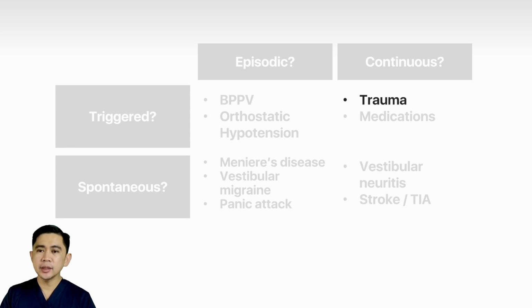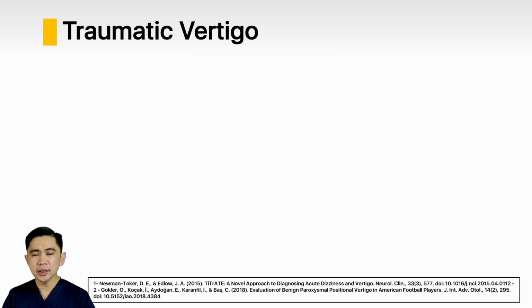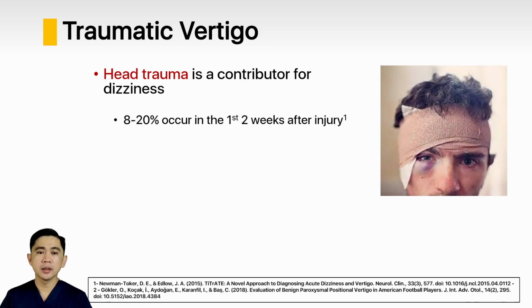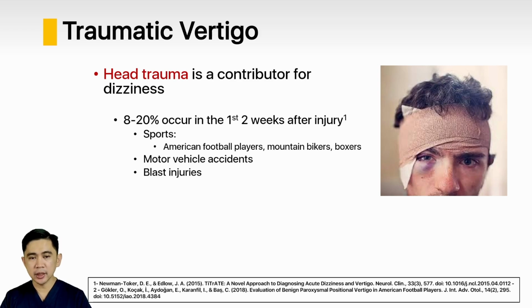Now let's go on with dizziness, which is continuous but triggered. And the first entity here is trauma. In traumatic vertigo, dizziness follows a traumatic event in the head. Head trauma is a contributor for dizziness. 8 to 20% of vertigo occurs in the first 2 weeks after injury, especially in sports injury, like in American football players, mountain bikers, or boxers, like in motor vehicular accidents, blast injuries, especially in the military, or whiplash injuries, as well as barotrauma in diving.